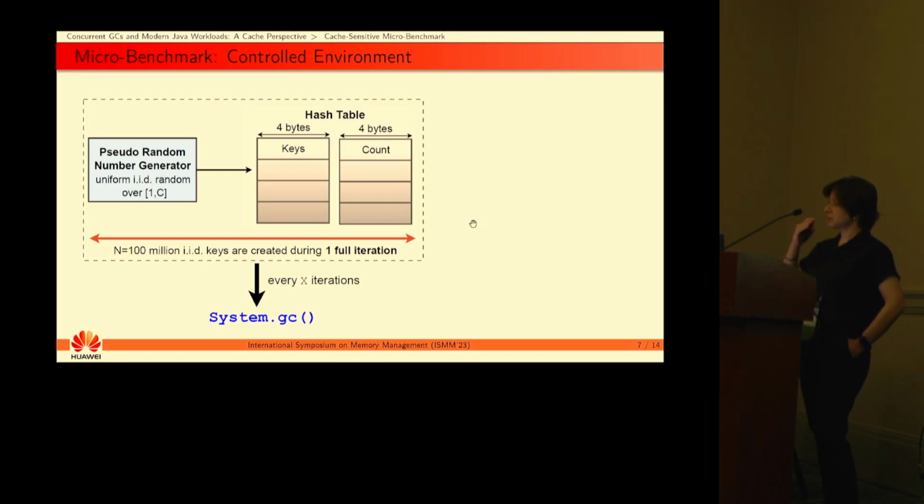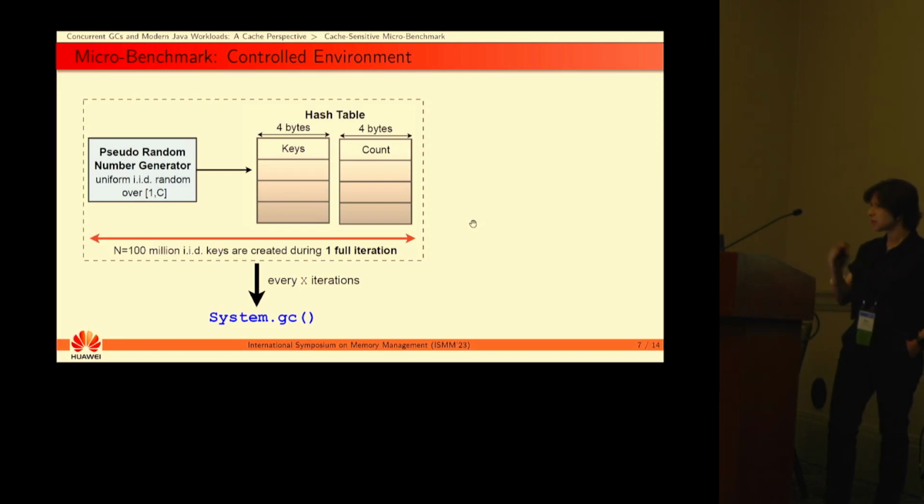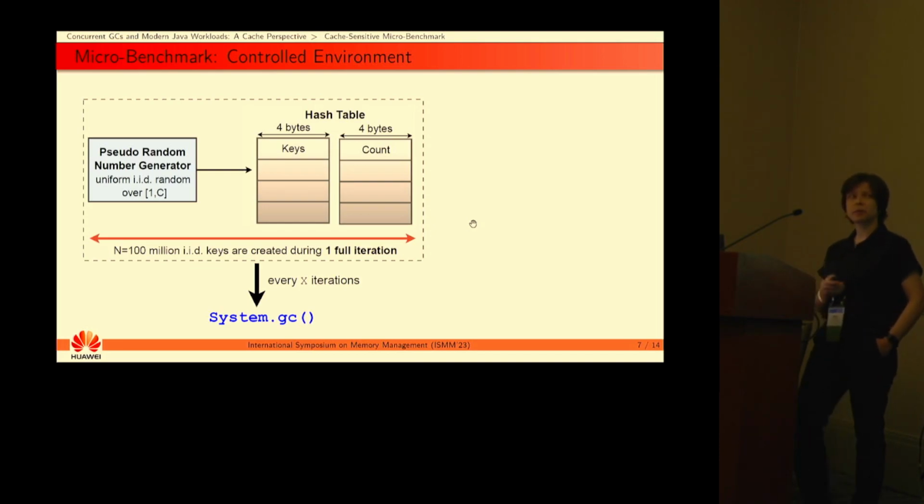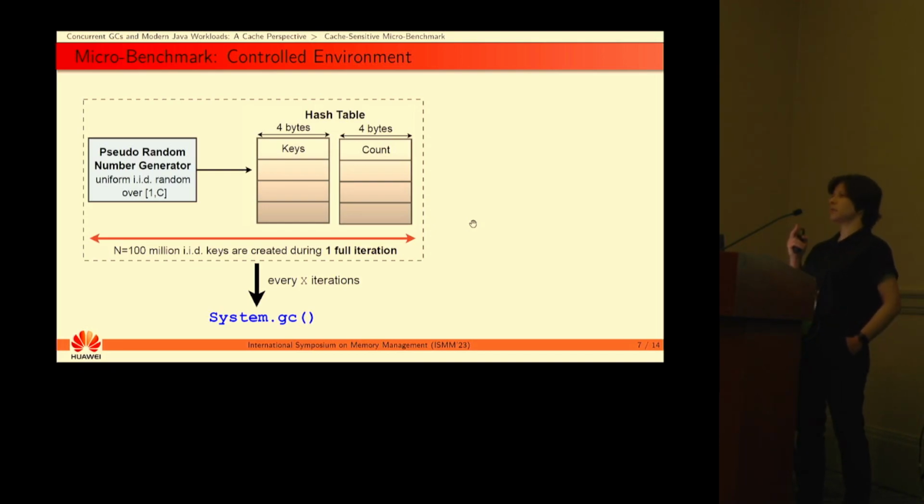The micro benchmark runs in multiple iterations. Each iteration is one scan over the hash table in a random order. That's all it is. The hash table basically consists of two int arrays. That's all. It's very simple.